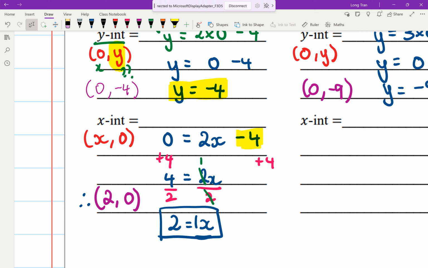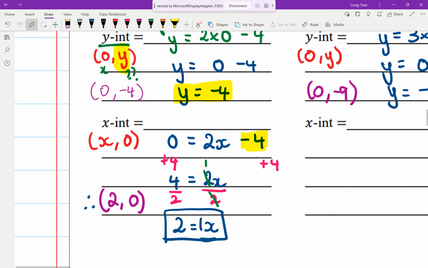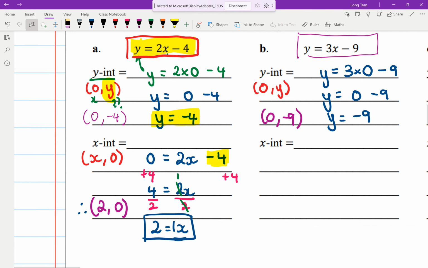You've got 2, 0, and you've got 0, -4. Put them on a Cartesian plane and bam, connect the 2 dots and you have a straight line. Okay, and I'm going to show you in Desmos that this is true. Here we go. I'm just going to give you a bit of time to copy that down.